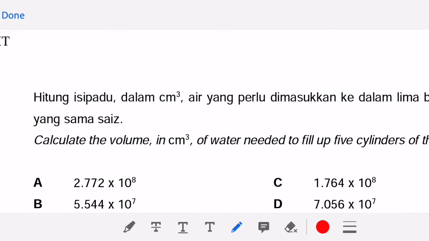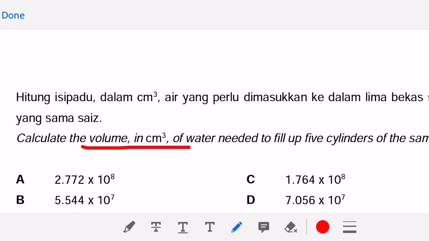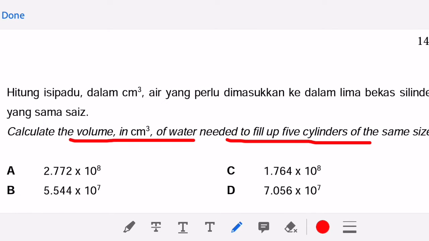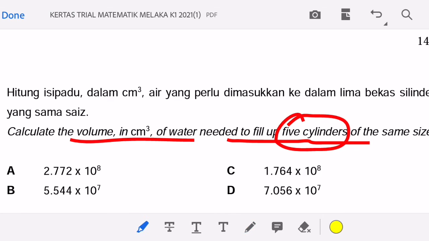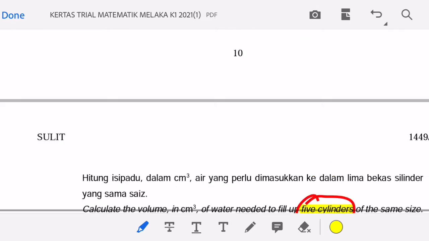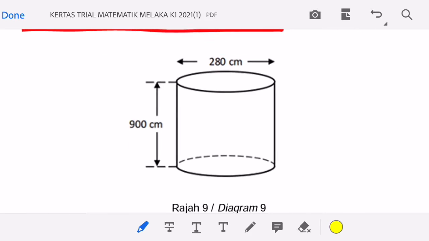Okay, we are not sure the 280 centimeter is the diameter or not. Calculate the volume of the water that needs to fill up 5 cylinders of the same size. These are keywords, right? 5 cylinders. That means we need to find the volume of the container here.